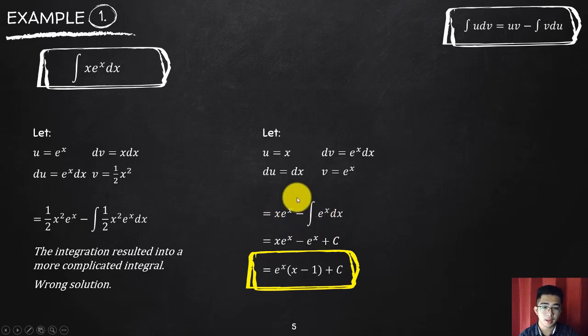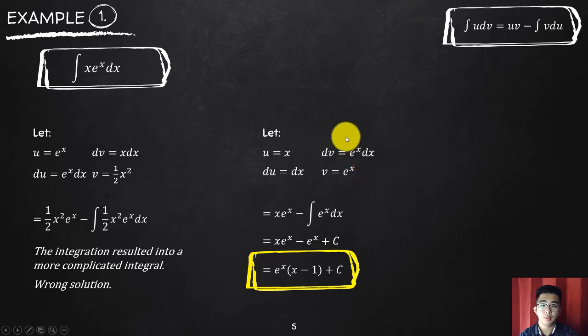So this is not yet your final answer. After you've written the formula for integration by parts, you must integrate one last time. If you integrate this, it becomes e raised to x, correct? There is no longer any integral sign in the solution, therefore plus c can now be added. If you factor out e raised to x, this becomes your integral. So this is the correct solution.